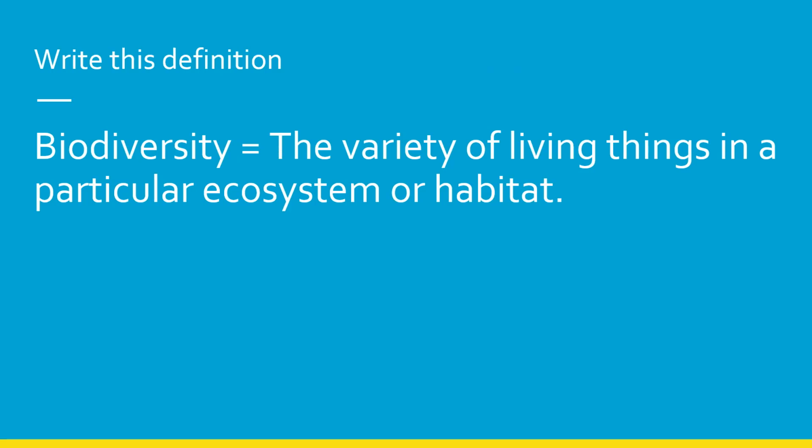Okay, so this is our definition for biodiversity, so it's very important that you have it written down somewhere, that you have access to it, because you will need to use it for your practice assignment and your test. So biodiversity is the variety of living things in a particular ecosystem or habitat. So it's just how many living things are there. So you can have high biodiversity, which means you have lots of different types of living things in that habitat, or you can have low biodiversity, which means that you don't have a lot of types of living things in that habitat. But you don't ever have zero biodiversity. It's on a scale, so you either have a lot or you have a little bit, but you don't ever have zero.